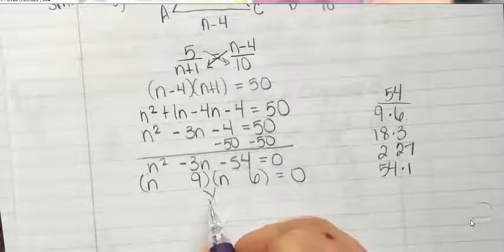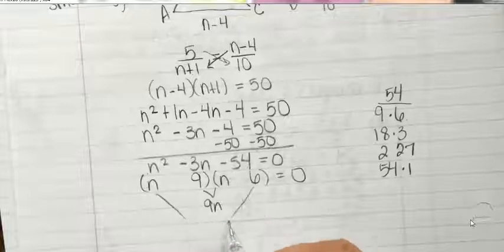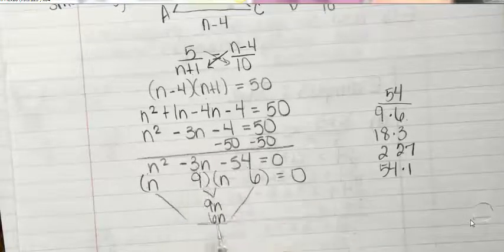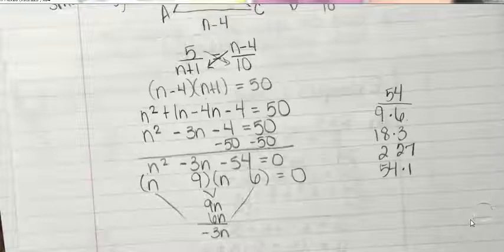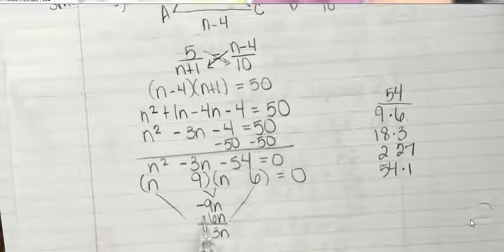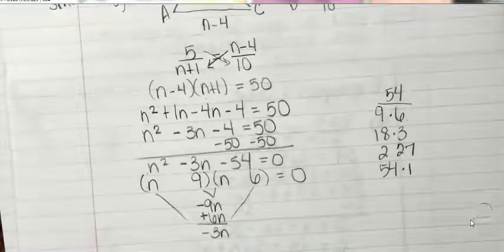So my inners are 9n. My outers give me 6n. I want a negative 3n. So in order to do that, the 9 would have to be negative and the 6 would have to be positive.